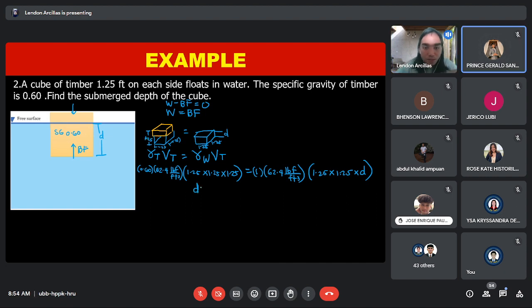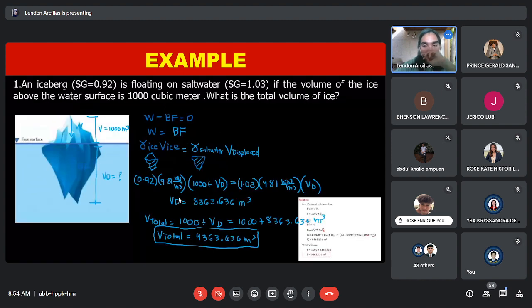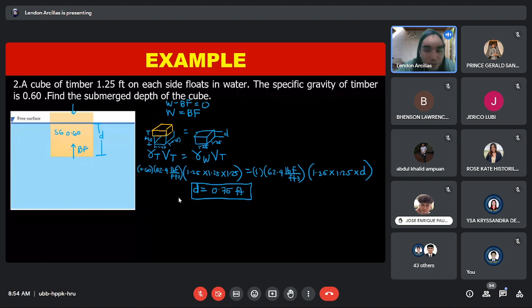So, yes. D is, teka lang, i-check ko kung ano yung sagot dito. 62.4 times 1.25 cubed equals 1 times 62.4 times 1.25 squared times the draft. Ang sagot nito is exactly pala 0.75 feet. So that is the draft of the submerged timber. Okay, let's proceed to example number 3.